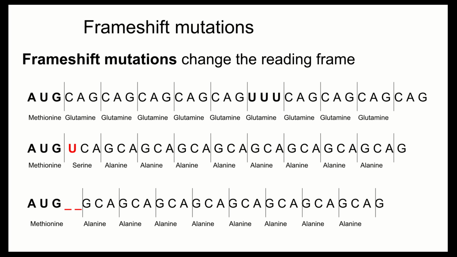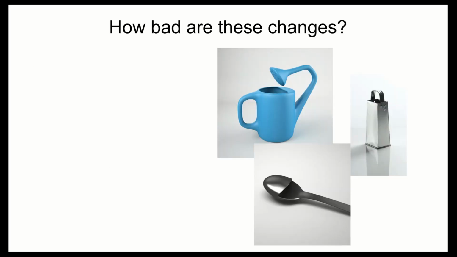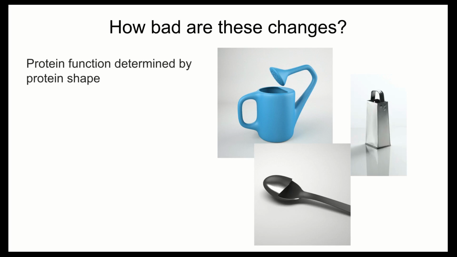So how bad are these changes? Well, let's talk about a protein and its function. A protein's function is determined entirely by its shape, just like a tool. So think about a tool like a cheese grater or a watering can.